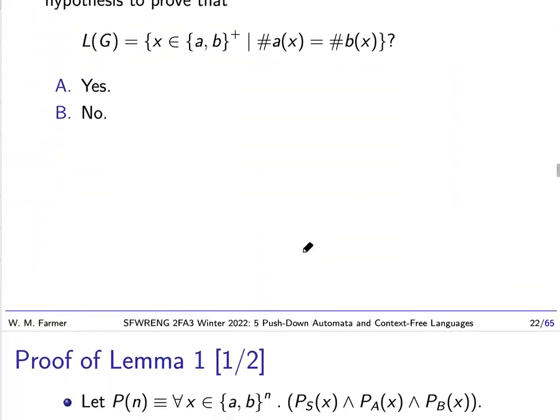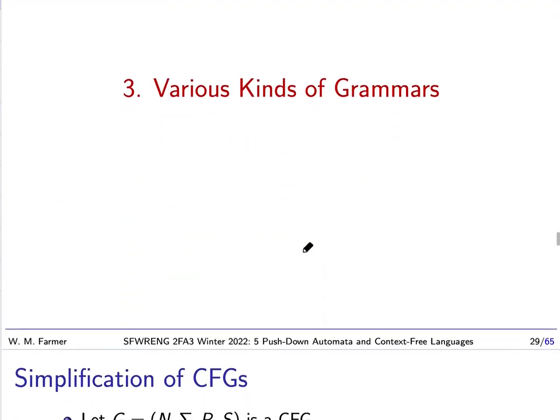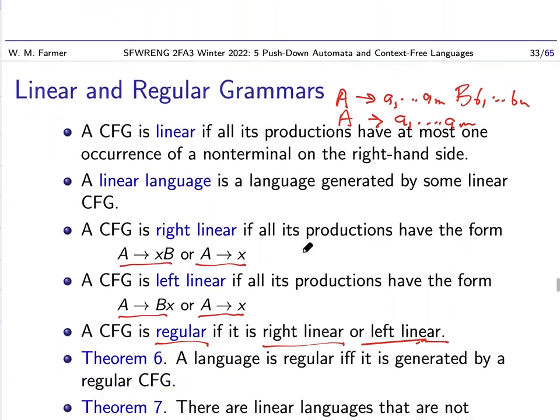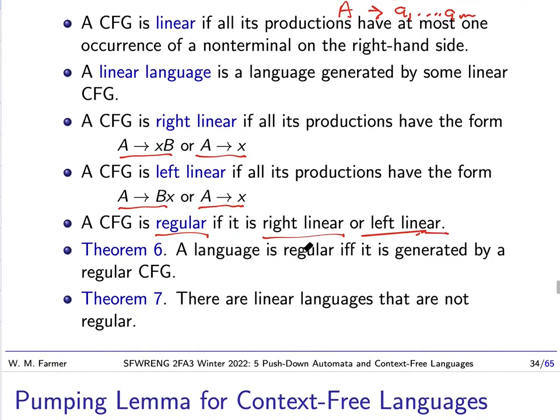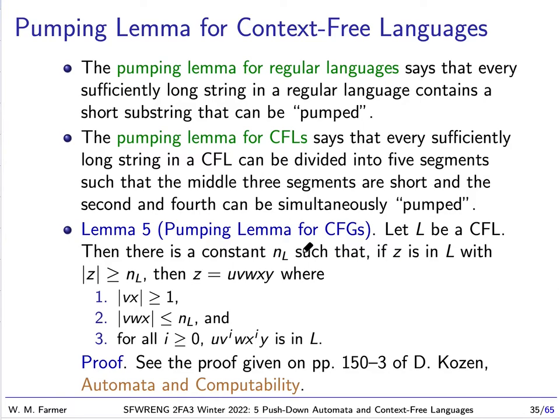Okay, so those are some important special cases of context-free grammars, linear and regular grammars. The next thing we want to look at is the pumping lemma for context-free languages. So I mentioned earlier there was a pumping lemma for regular languages that says that every sufficiently long string in a regular language contains a short substring that can be pumped.